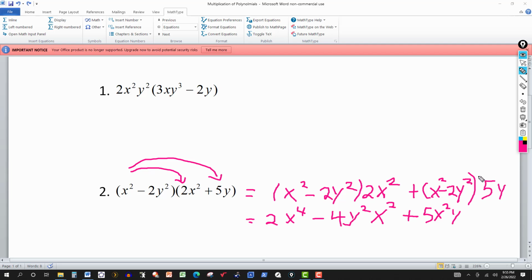Okay, now the 5y multiplies the next term this way, so bring down the sign, minus 5 times 2, that's 10. And then here we have a y squared and a y. This one has an exponent of 1, so it's y. Bring down the base, 2 and 1 is 3.